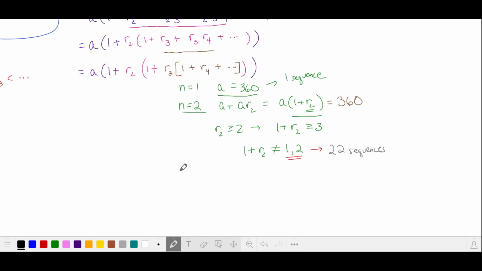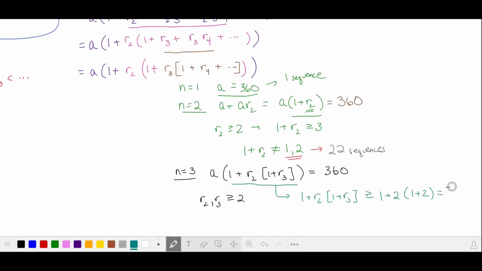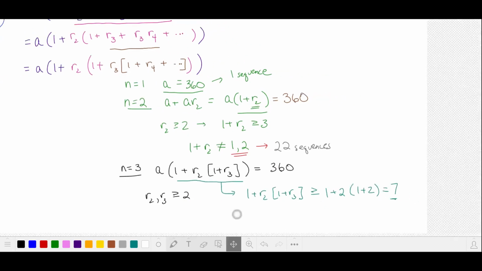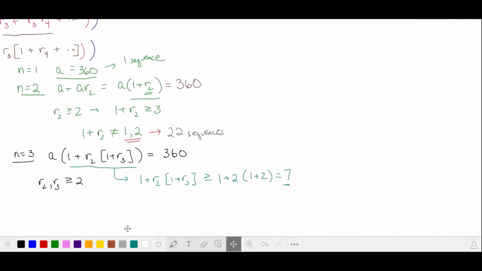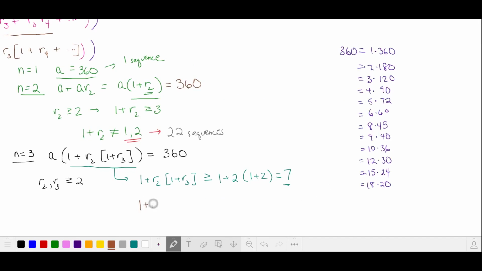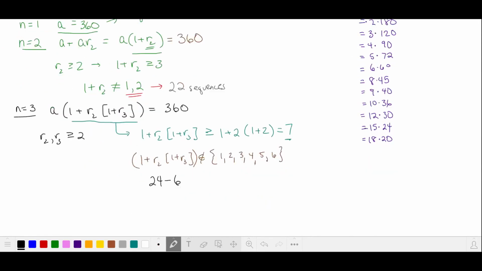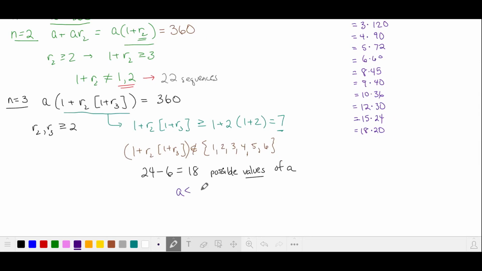Let's see what happens when we have 3 terms in our sum. This expression, when fully factored, looks like this, and we set it equal to 360. Again, R2 and R3 are both greater than or equal to 2, which means the second factor is greater than or equal to 7. Let's make a list of all of our factors of 360 so we can eliminate the ones that are less than 7. This means our second factor is not 1 through 6. This leaves 18 possible factors for A. So we'll check all the values of A less than 60 that divide into 360.